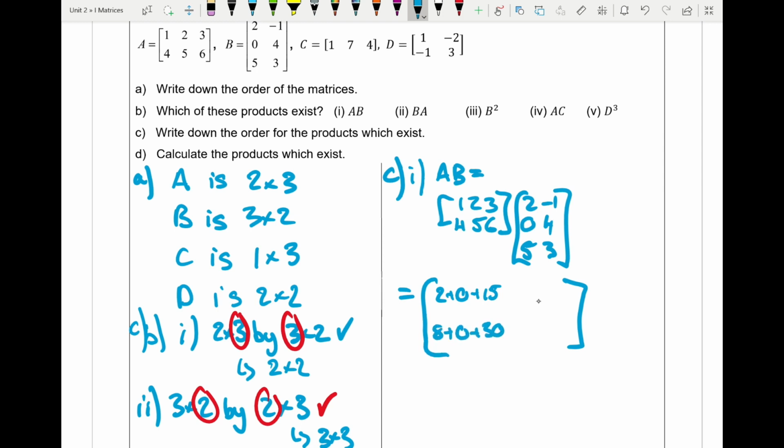For this next entry, I'm now looking at my first row and my second column of my second matrix. So that's going to be negative 1 plus 8 plus 9. And lastly, we're going to have negative 4 plus 20 plus 18. So computing all those sums together, I get the matrix 17, 15, 38, and 34.